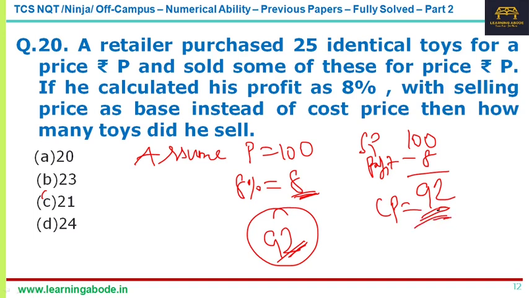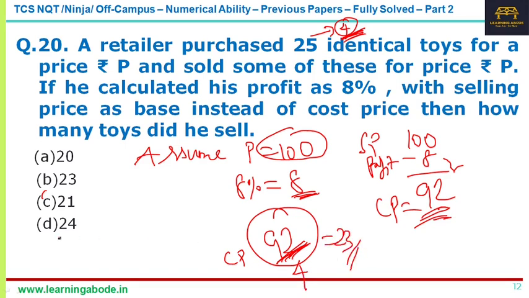So the cost price is 92. If I have assumed P as 100, with 25 toys, per item it is 4 rupees. So if I have sold items worth 92, that's only the cost price, which means I have sold 92 by 4, that is 23 items. You can also do this same calculation quickly. So the answer is option B, 23 items. That's the answer for question number 20.